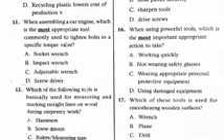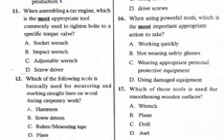Number 11, when assembling a car engine, which is the most appropriate tool commonly used to tighten bolts to a specific torque value? So which one is the most appropriate tool to tighten a bolt to a specific torque value? A, socket wrench, B, impact wrench, C, adjustable wrench, and D, screwdriver. So again, if you don't know these tools, don't worry. I'm going to show you the pictures.